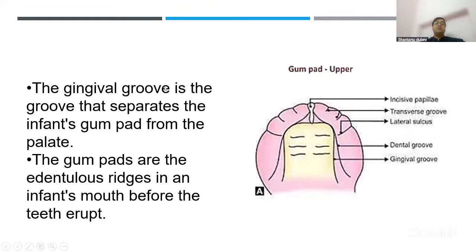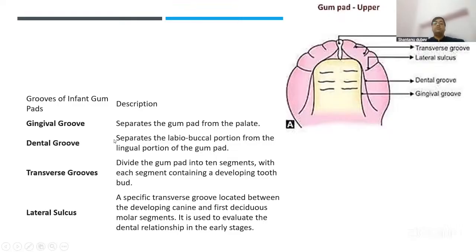So the gingival groove is the groove that separates the infant's gum pad from the palate. This is the palate, you see it yellow in color, and pink is the gum pad. So this is the groove which they're talking about. What are the other grooves? Gingival groove I've already told. The dental groove separates the labiobuccal portion from the lingual portion of the gum pad. So this is the dental groove.